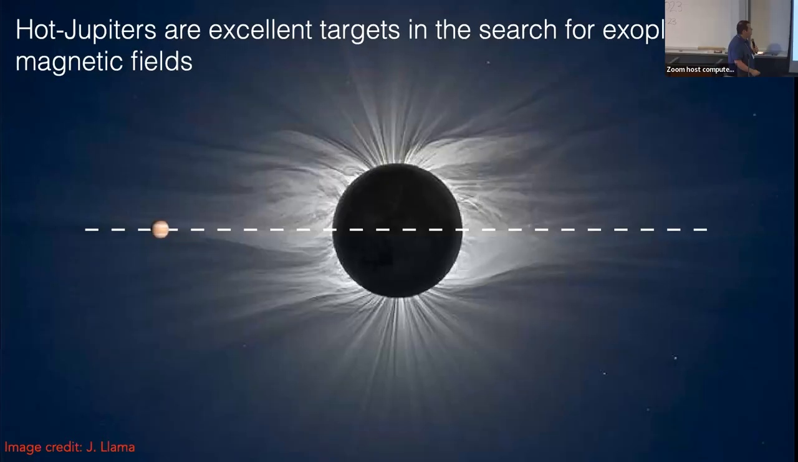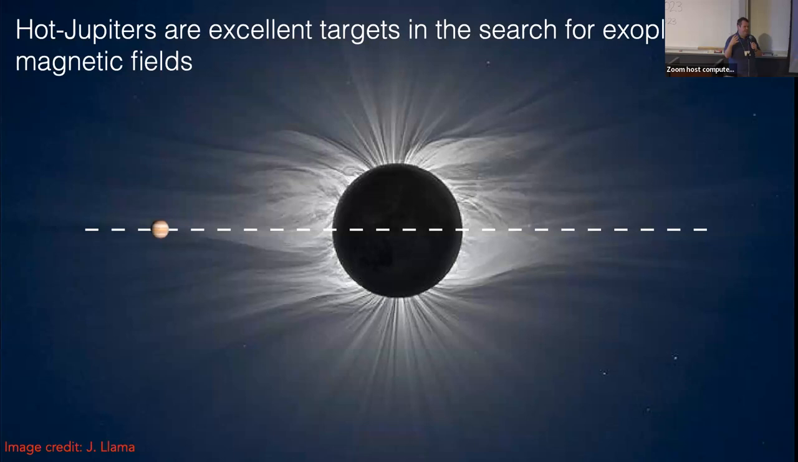And so just to show this one more time, this is an image of the sun during an eclipse. And again, I've put to scale here a hot Jupiter orbiting about 5 solar radii away. You can see the coronal streams here. You can see the sun's magnetic field. And you can see this planet, if it had a magnetic field, they're going to be interacting. These magnetic fields are coupling. There's all sorts of cool physics happening here.